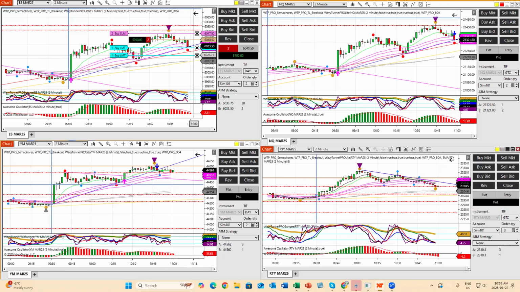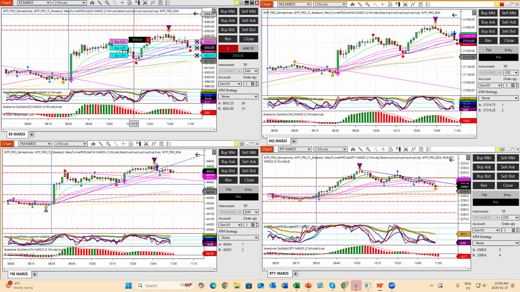Okay, should we get out of this? Should we just close the trade? Yes or no? Yes, no. Okay, well, let's move the stop down to just below break even. How's that? That way we don't lose on this trade and we can make a nice profit on it.